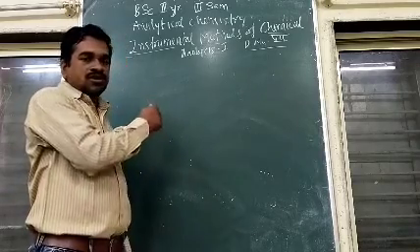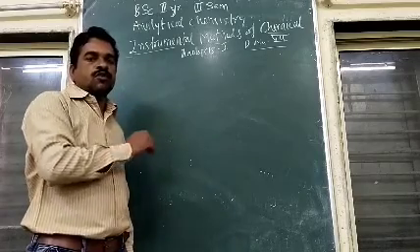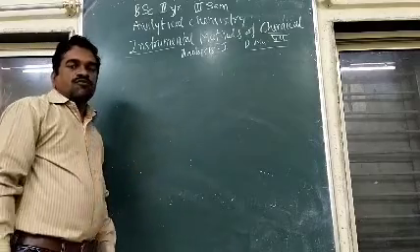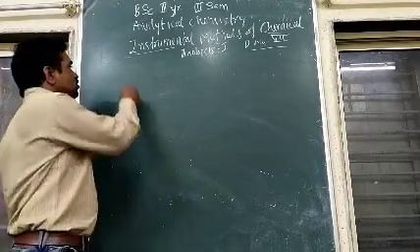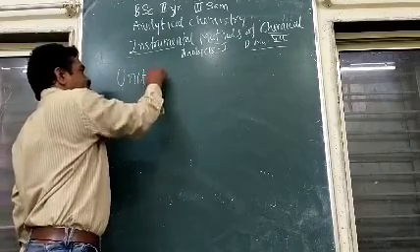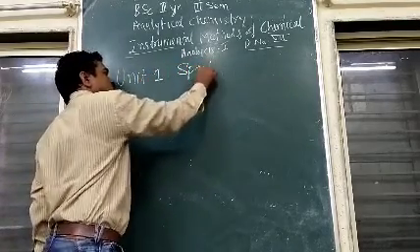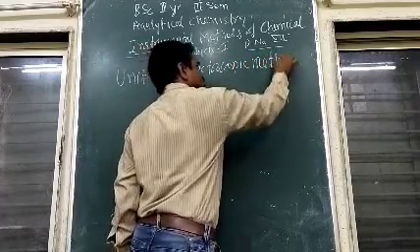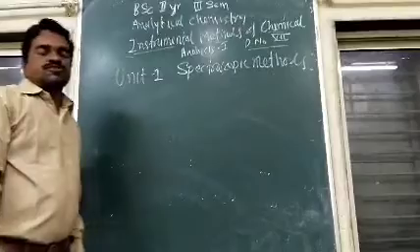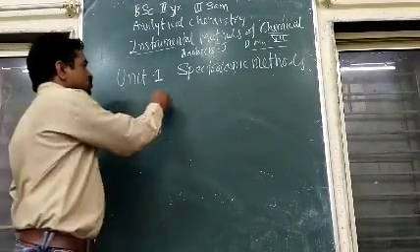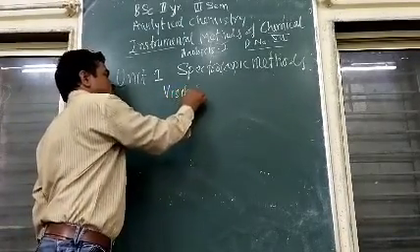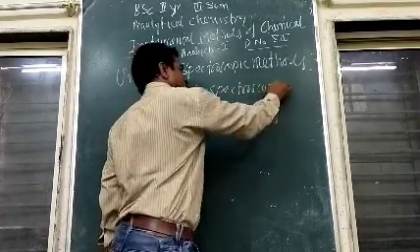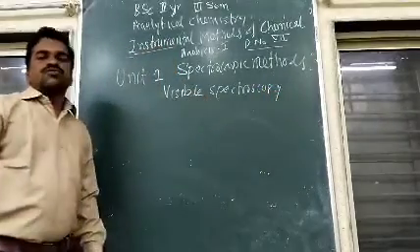Now we will see in detail what is the syllabus for this paper, what we have to study in this paper. As usual, there are 4 units we have to study. Unit 1 is of spectroscopic methods. In the spectroscopic methods, particularly, we have to study visible spectroscopy.